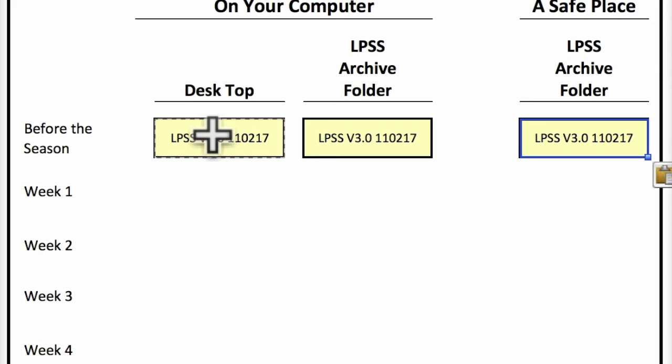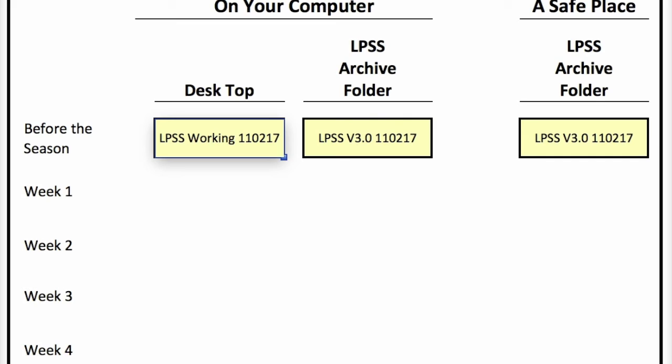The last thing I do before the season starts is to take the copy on the desktop and change it from its original title to LPSS Working with the original date. I like to use the files that I update all the time. I like to keep the current copy labeled Working, so I know that it's my master file for the current time. We start our season.